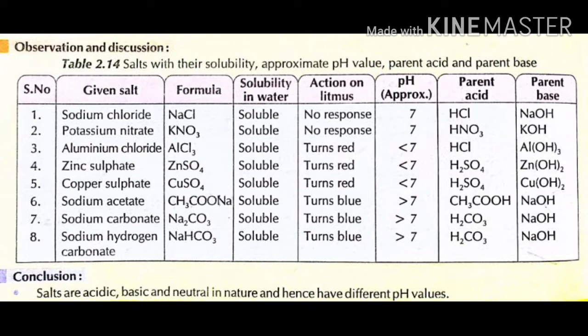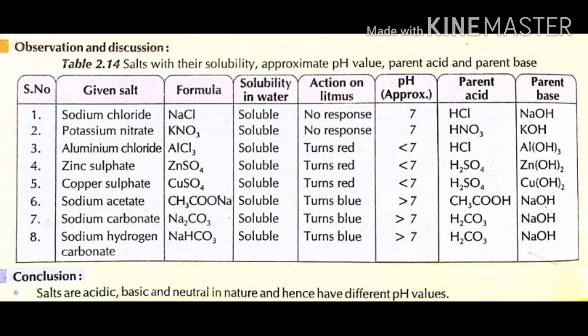Then fourth one, zinc sulfate, formula ZnSO4, soluble, turns blue litmus to red, so acidic in nature, pH less than 7. Parent acid H2SO4 and base Zn(OH)2. Next one, copper sulfate, formula CuSO4, soluble in water. It turns blue litmus to red, so it is acidic in nature, pH less than 7. Parent acid H2SO4 and parent base Cu(OH)2.